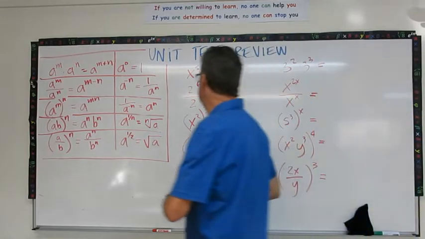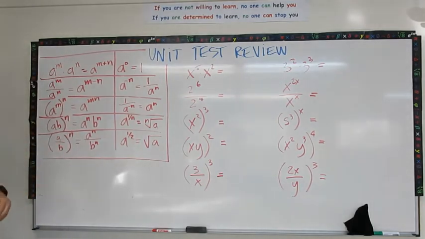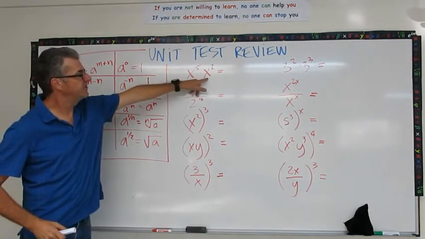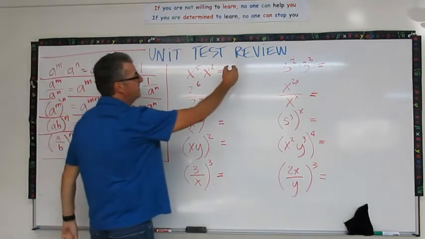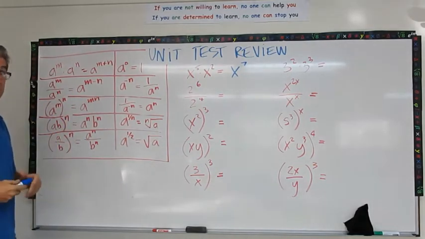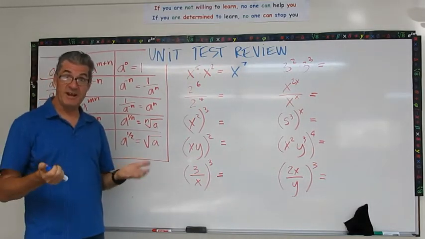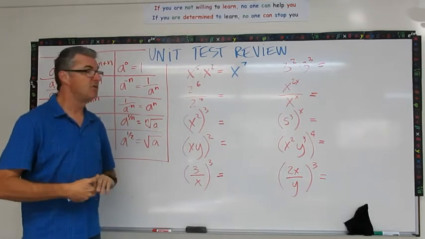Okay? So let's take a look. And I organized these kind of to reflect the laws. X to the 5th times x squared. That's this law here. We just add the powers. So that's x to the 7. Okay? And guess what? If you want to pause the video right now and just work all these problems, you could do that. I'm going to keep moving.